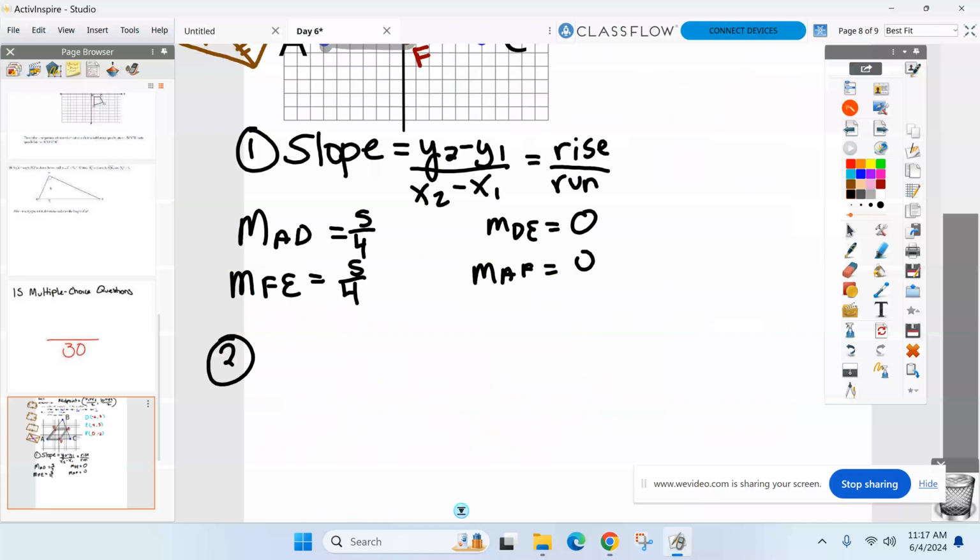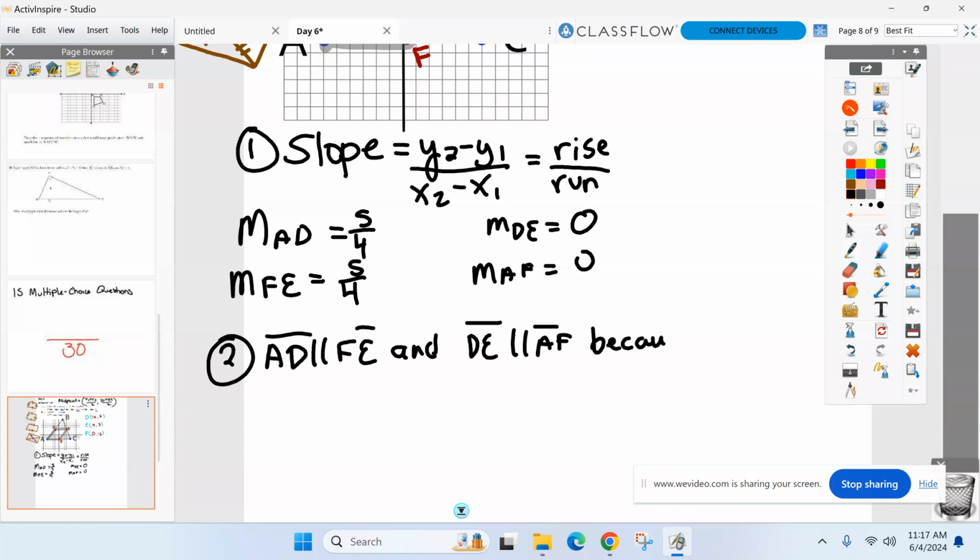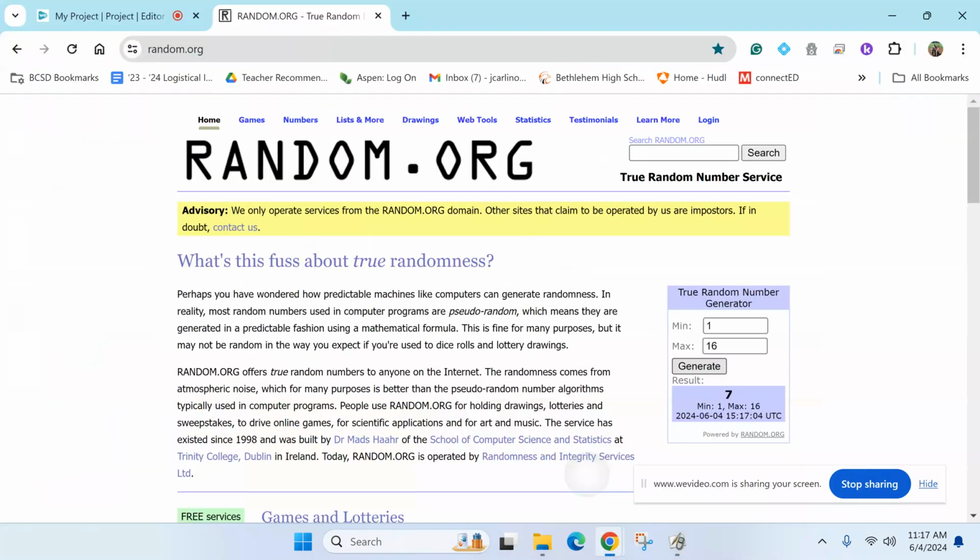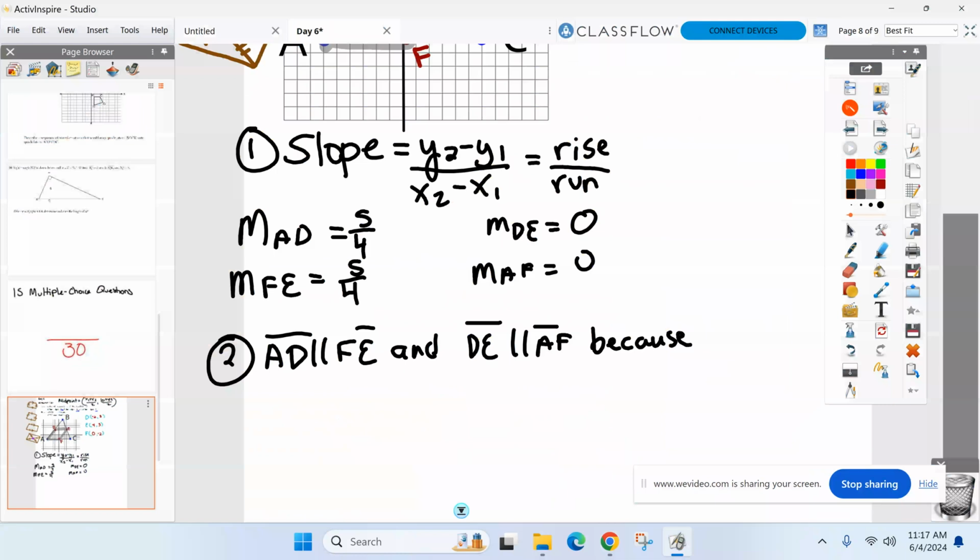Opposite sides parallel. Okay, but I want to write that out, right? I don't want to put those words. I want to say AD is parallel to FE and DE parallel to AF. Because, and you always have to have a because here. How do we know those two in particular are parallel to each other? What work do you already do there? Haley? Those slopes are the same. That's all I need. Slopes are equal.